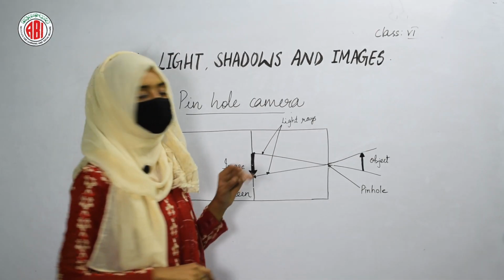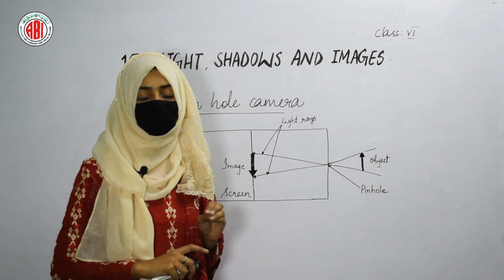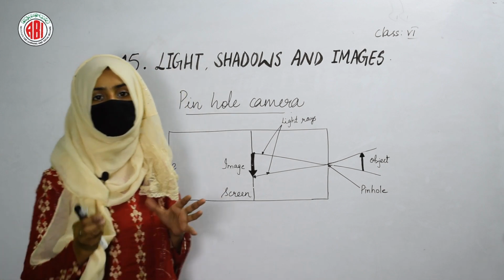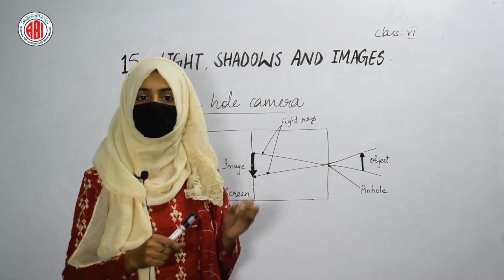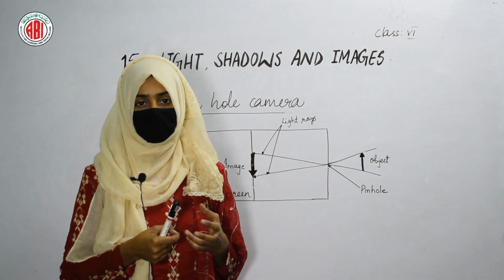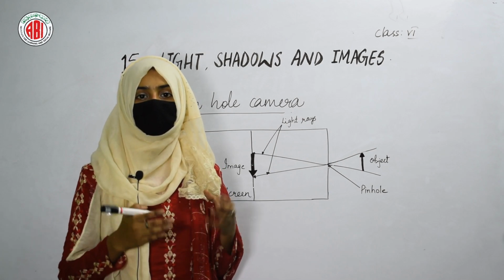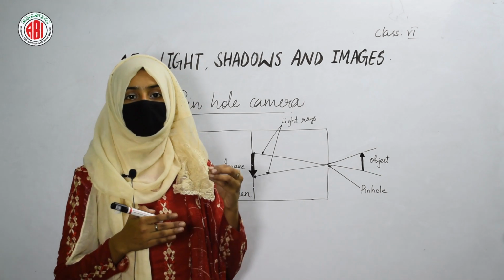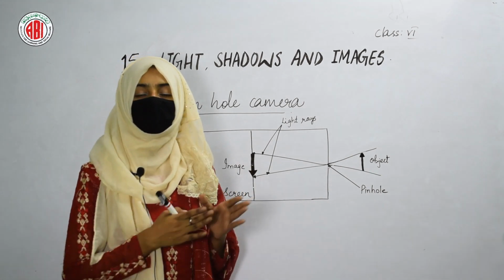Now we are going to discuss the pinhole camera. It is a camera through which we can see bigger objects through a pinhole. Pinhole camera also explains the nature of the light. So what's the nature of the light? The light always shows the nature of moving in a straight line. The light always travels in a straight line.